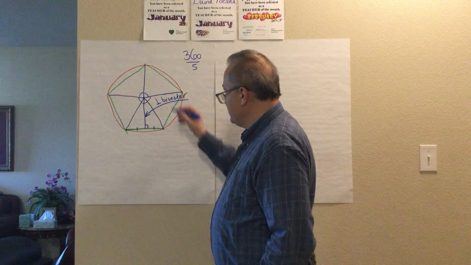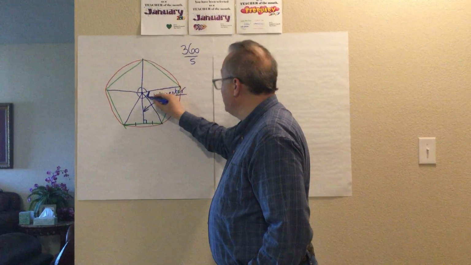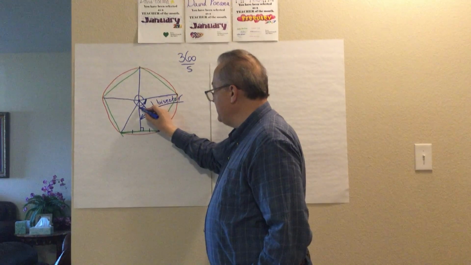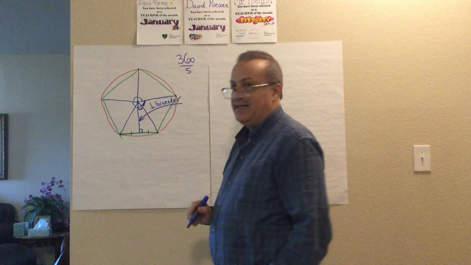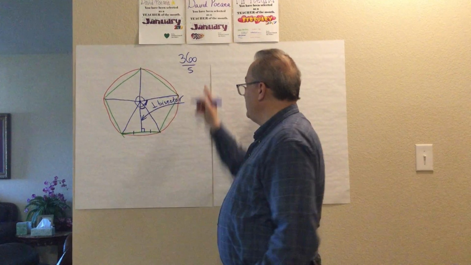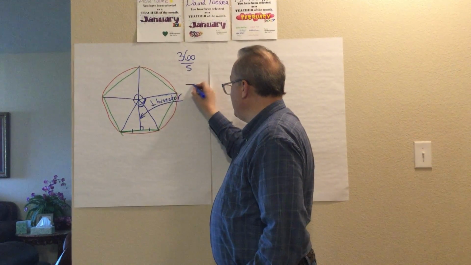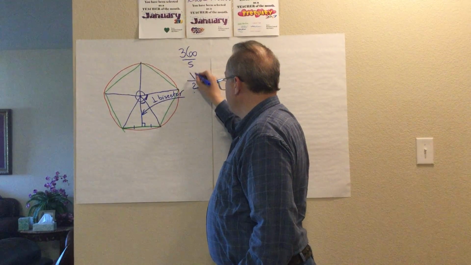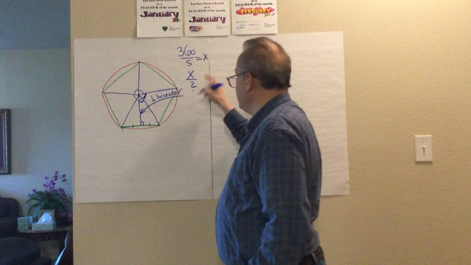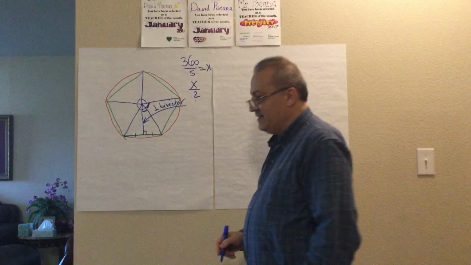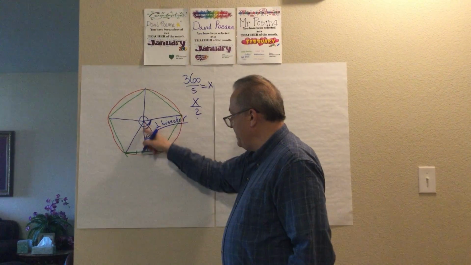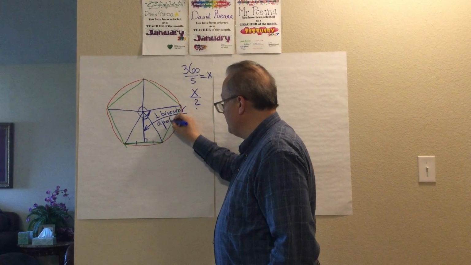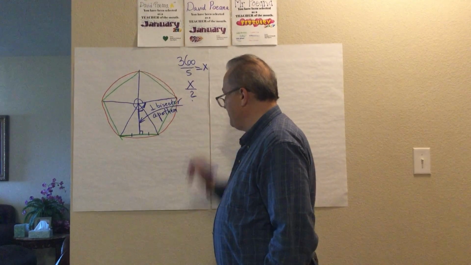The question is, we found out how much this angle is, 360 divided by 5. How much would be then this one, since we split it in half? Whatever you get here, whatever this is, x, you divide it by 2. Okay? Now, that perpendicular bisector, I'm also going to call it apothem. We talked about that last time.